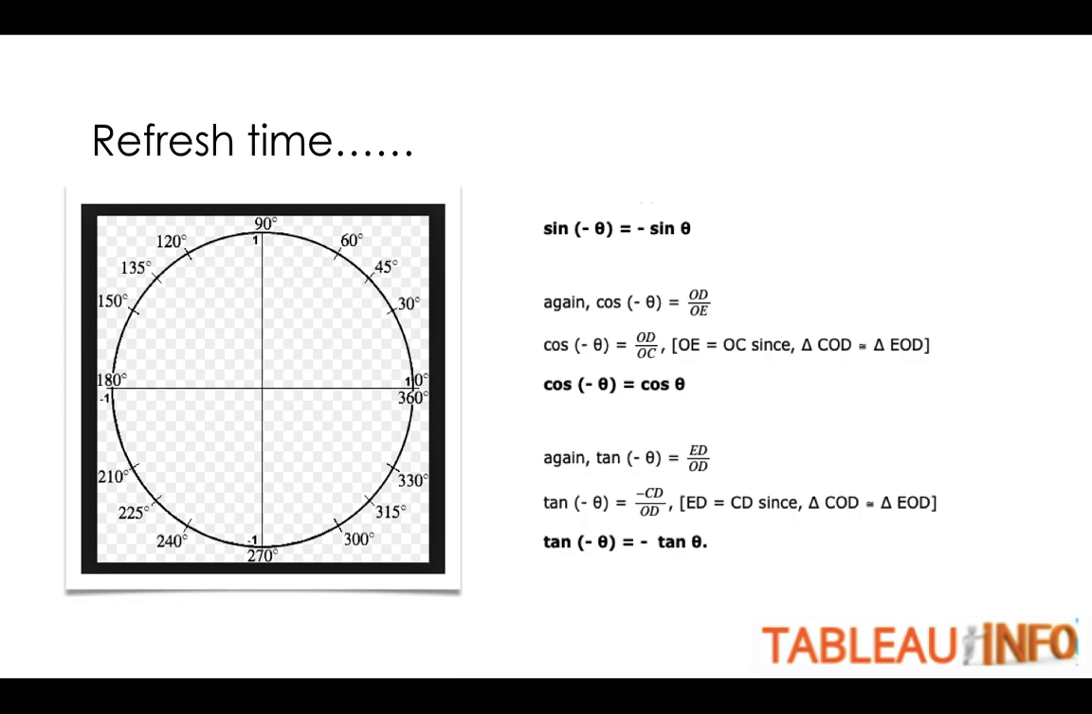Let us start with the mathematics, or say trigonometry refresh. Sine of minus theta is equal to minus sine theta, cos of minus theta is equal to cos theta, tan of minus theta is equal to minus tan theta. I'm telling you this because we will be making use of the same, and it will be easier for you to understand the graphical representation of a speedometer chart.